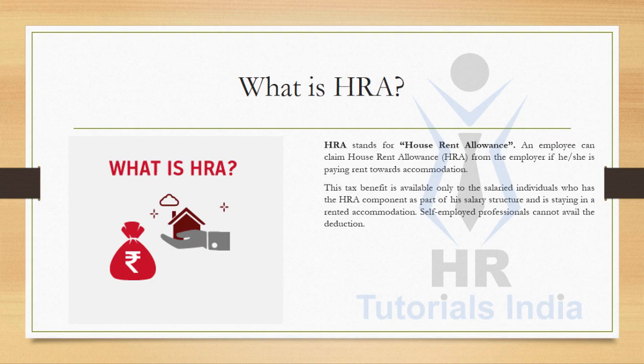The full form of HRA is House Rent Allowance. An employee can claim House Rent Allowance (HRA) from the employer if he or she is paying rent towards accommodation on a monthly basis or yearly basis. This tax benefit of HRA is only available for salaried individuals who have HRA as a salary component in his or her salary structure and are staying in a rented accommodation. But this HRA tax exemption is not applicable for self-employed professionals.